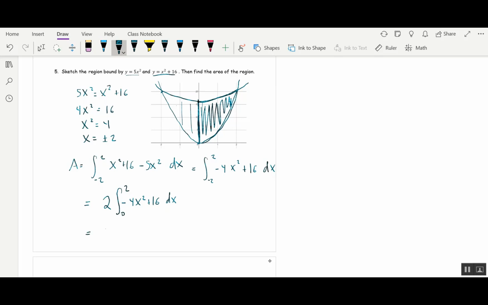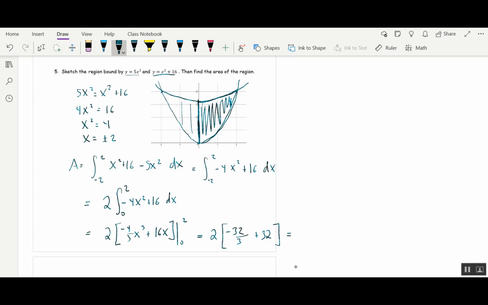All right, so this is twice. Now let's integrate. We get negative 4/3 x cubed plus 16x between 0 and 2. And you can see when I put in my lower limit 0, everything's just going to clear out. So I only have to compute at 2 in terms of arithmetic. So this is twice negative 32/3 plus 32. And then again, when I put in x equals 0, I get 0, so I'm not going to do that.